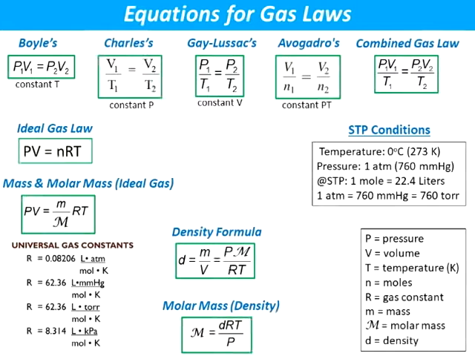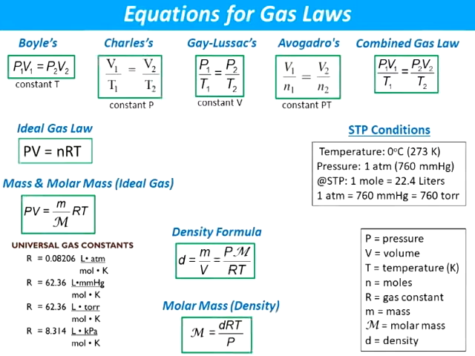Then we have the ideal gas law, PV equals nRT. We also have an example here of a modification of the ideal gas law, which allows you to calculate mass or molar mass. Then we have density formulas here for relating them to ideal gas laws. And we also have a molar mass formula when we have density.